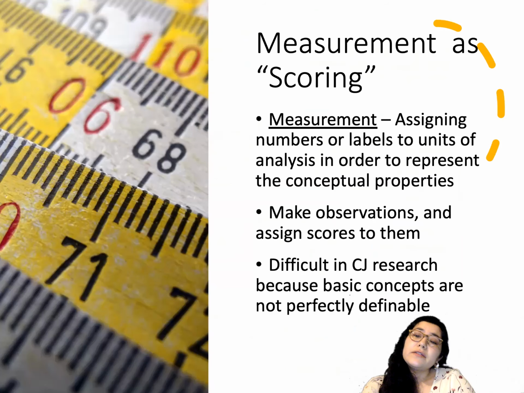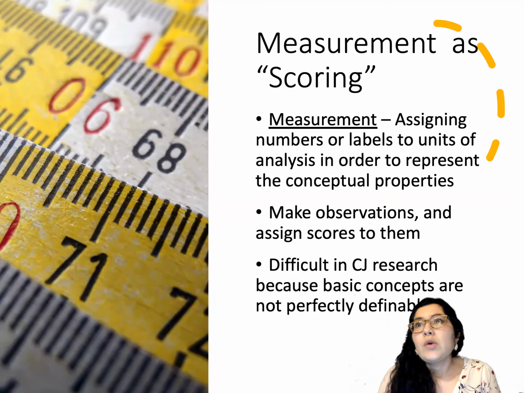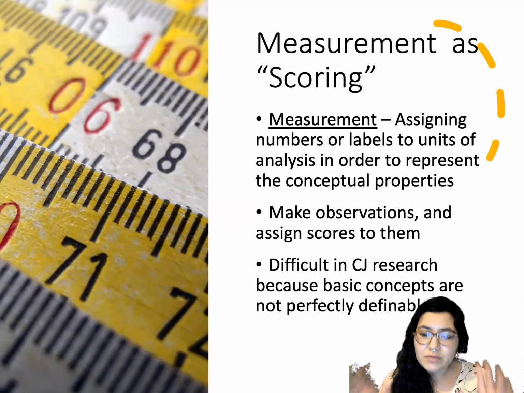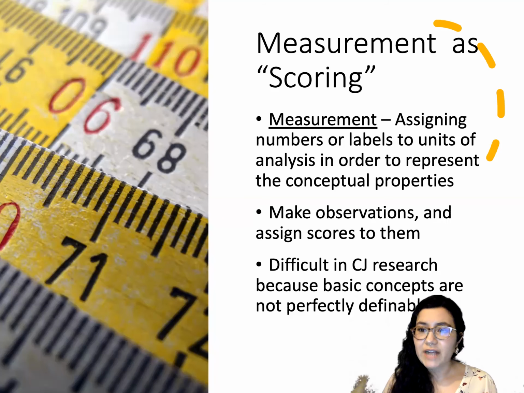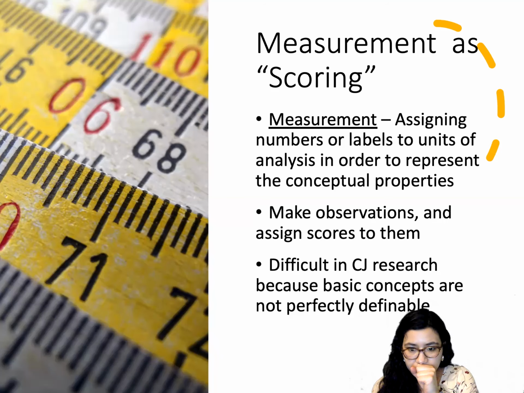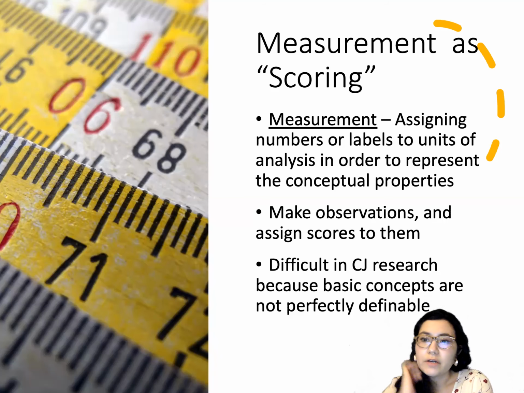So measurement we can think of as scoring. It's assigning numbers and labels and categories in order to represent the concept's properties. So when we're conceptualizing something, we're coming up with a concept, then we're defining it as a variable, and then measuring it is, all right, let's create particular attributes for this measurement. And so this can be difficult in criminal justice research because the concepts are not perfectly definable. So we're often dealing with crime or harm. So it's like, how do we measure harm? Harm is a pretty abstract notion. And so it can be difficult to measure.